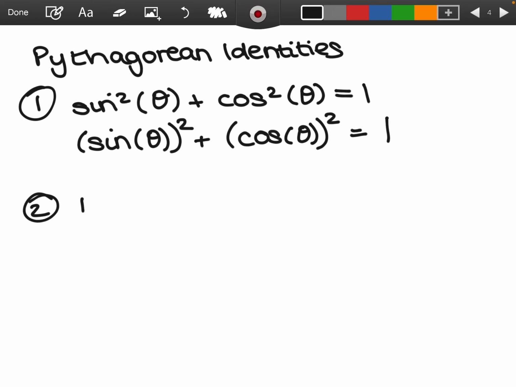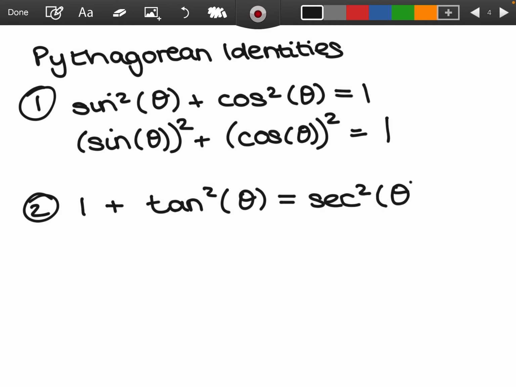I'll call this 1. The second identity that we have, that's also a Pythagorean identity, is 1 plus tan squared of an angle. So again, this is taking tan of the angle and then squaring that function value, is equal to secant squared of that angle. The way that we get this is by taking our first identity and dividing it by cosine squared.